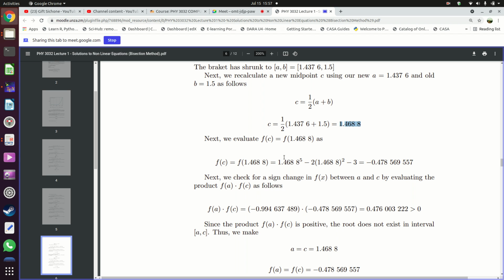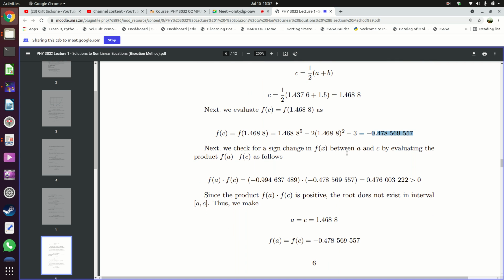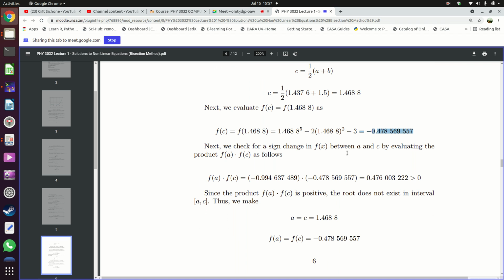Next, we want to find what is the value of the function at the midpoint. F of c. So f of 1.4688. That's going to be 1.4688 to the power 5 minus 2 times 1.4688 to the power 2 minus 3. This is going to give us minus 0.478569577. This is a negative valued function at the midpoint. So our function f of x has got a negative value at the midpoint.